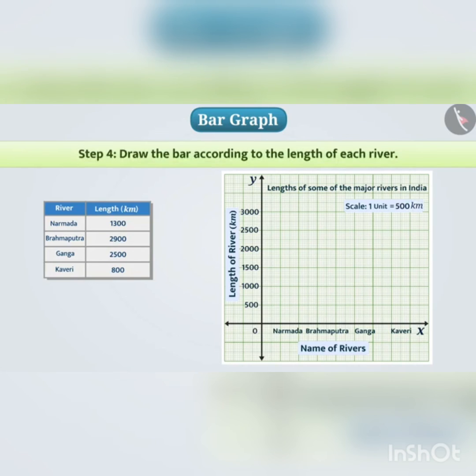Now we will draw the bar according to the length of each river. For example, here we have drawn a bar denoting the length of Narmada River at 1300 kilometers. Similarly, we will represent the lengths of all rivers as bars. Remember that the bars should have the same width and should be equally spaced.